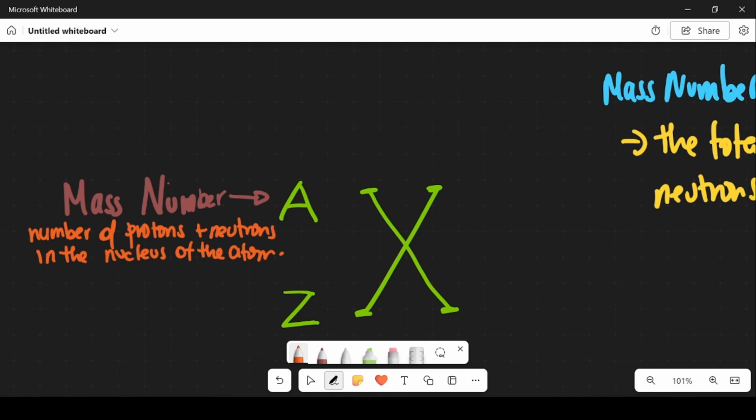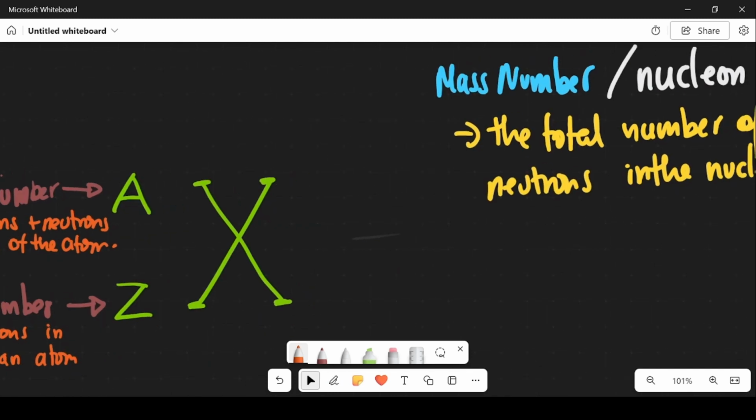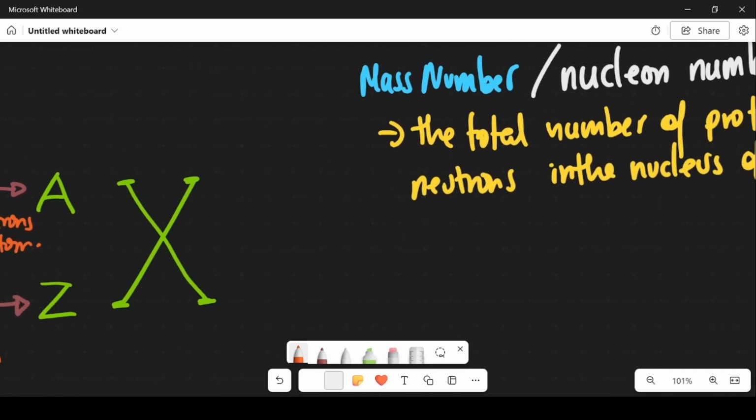Okay, we're going to look back at the periodic table in just a bit to really understand what exactly is happening. And the Z here is your atomic number or your proton number. And this is basically the number of protons in the nucleus of an atom. And your X basically is just the chemical symbol of your element.